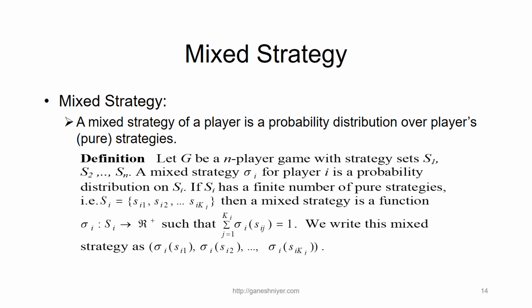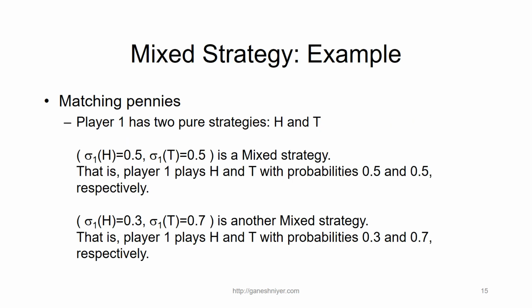So the sum of the probabilities should be 1, and each probability should be an element in the strategy sets. Each probability leads to one of the strategies. Player 1 has two pure strategies, H and T, and a mixed strategy is any of the probability distributions. Choosing head and tail with half-half is a mixed strategy. Choosing head with a probability 0.3 and tail with a probability 0.7 is another mixed strategy.